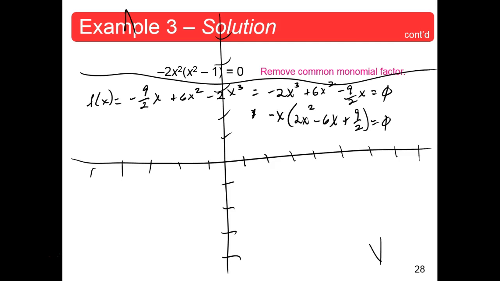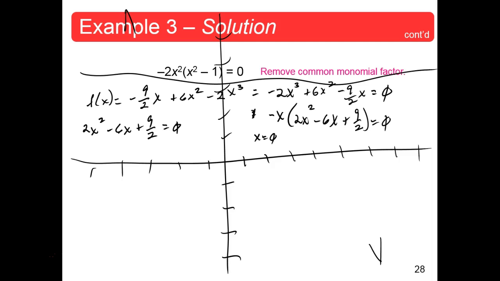Now, the good news is, I know what one zero of the function is. Can anyone tell me? X equals 0 from this one. The other one, though, is a little messy. I'm going to write it down by itself over here: 2x squared minus 6x plus 9 halves is equal to 0. Folks, I don't know how to factor a polynomial that has a fractional form. That's pretty miserable. But since it's equal to 0, what can we do?